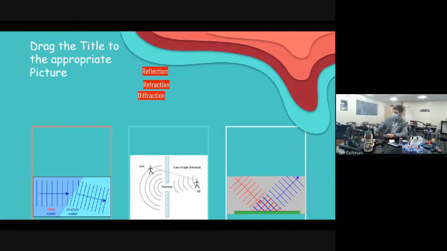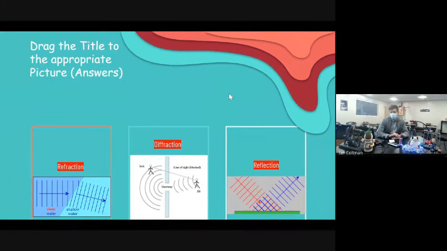All right, now that you've figured out where things probably are, here are the answers. Go ahead and check your own work and see how well you did. The first one is refraction. We've got deep water and shallow water, and you can see that the wave bends a little bit towards the right because part of the wave starts to drag before the rest of it does.